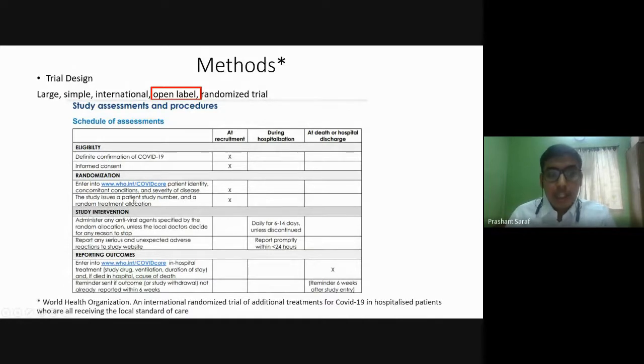Now, during the study intervention, after the patient is allocated, the antiviral drugs are administered, and this is during the hospitalization period. If any serious or unexpected adverse reactions occur, they are to be reported using the same website. The outcomes are reported at death or hospital discharge. If the patient recovers, the outcomes will be reported at hospital discharge, or if the patient dies during the treatment, then at the time of death. This included what study drug was given, whether ventilation was given or not, the duration of stay, and if the patient died in the hospital, the cause of death. A reminder was sent if the reporting was not done within 6 weeks.